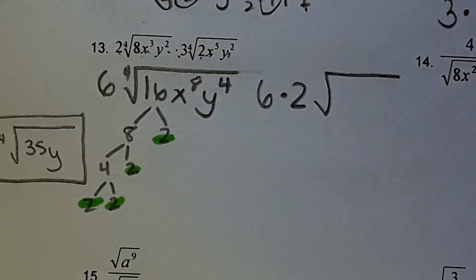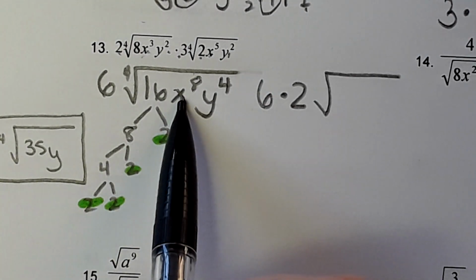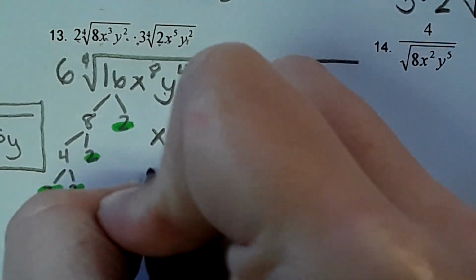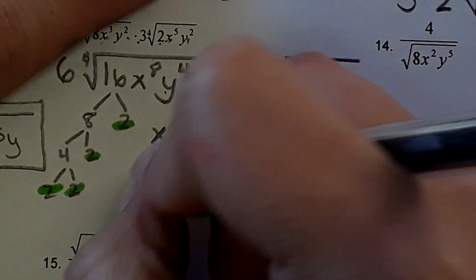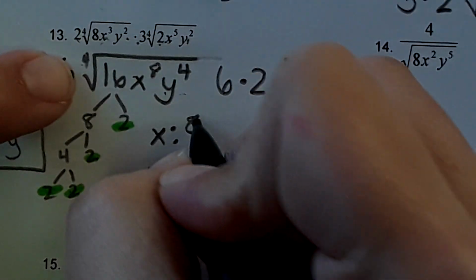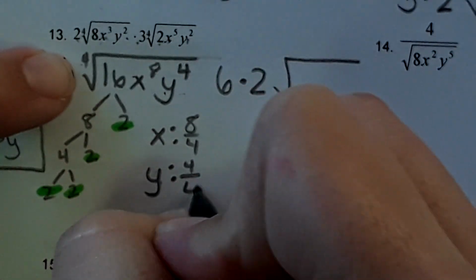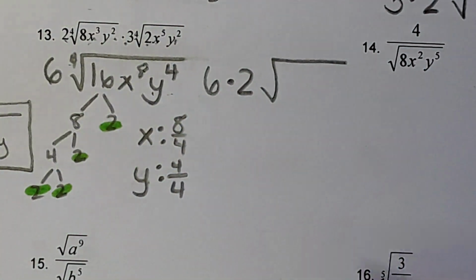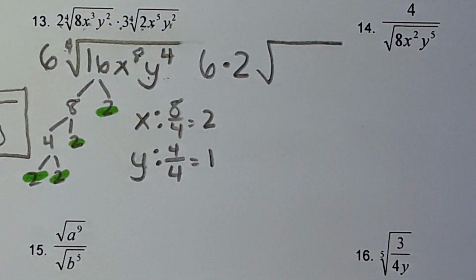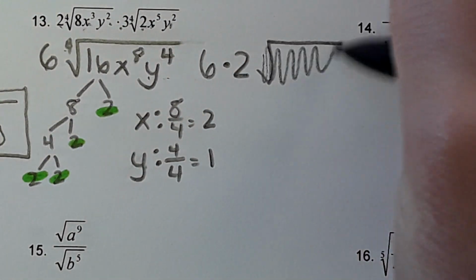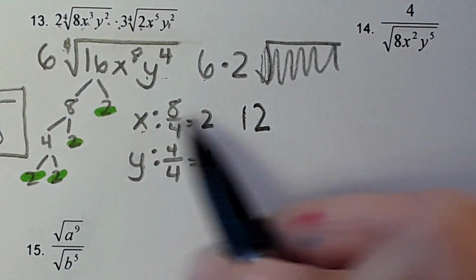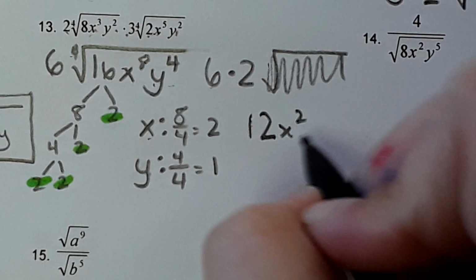And then inside at this point, I would just have these variables, x and y. And then 8 over 4 and 4 over 4. So this would be 2 without any remainder, and this would be 1 without any remainder. So literally everything's coming out. Okay, so 6 times 2 is 12. And then we are left with x squared and y.